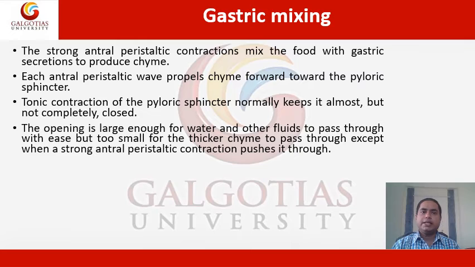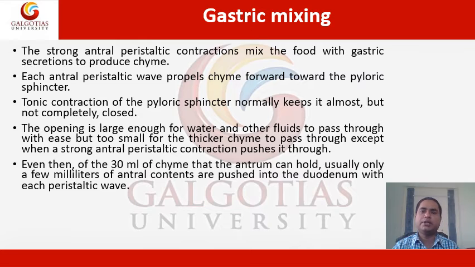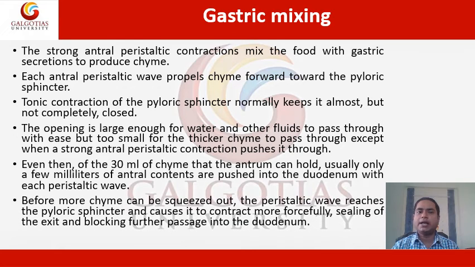Even then, of the 30 ml of chyme that the antrum can hold, usually only a few milliliters of antral content are pushed into the duodenum with each peristaltic wave. Before more chyme can be squeezed out, the peristaltic wave reaches the pyloric sphincter and causes it to contract more forcefully, sealing off the exit and blocking further passage into the duodenum.